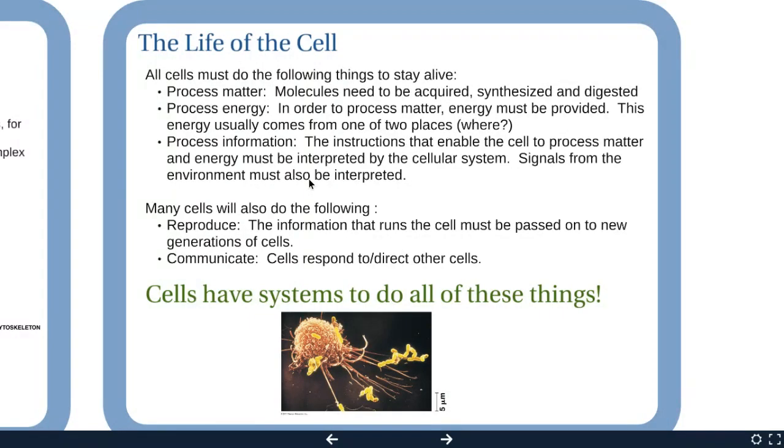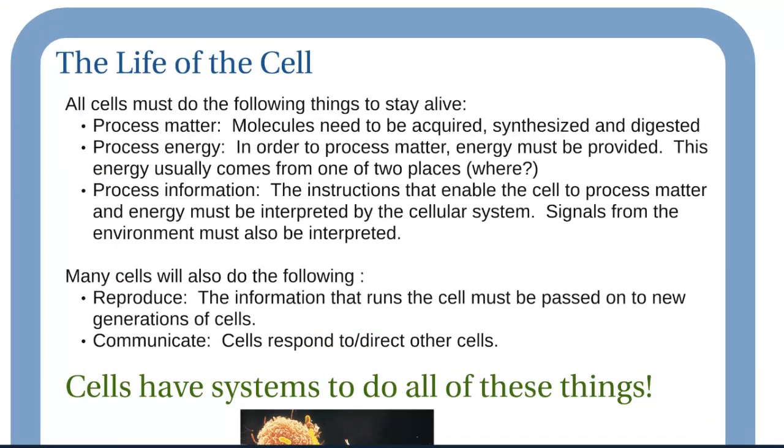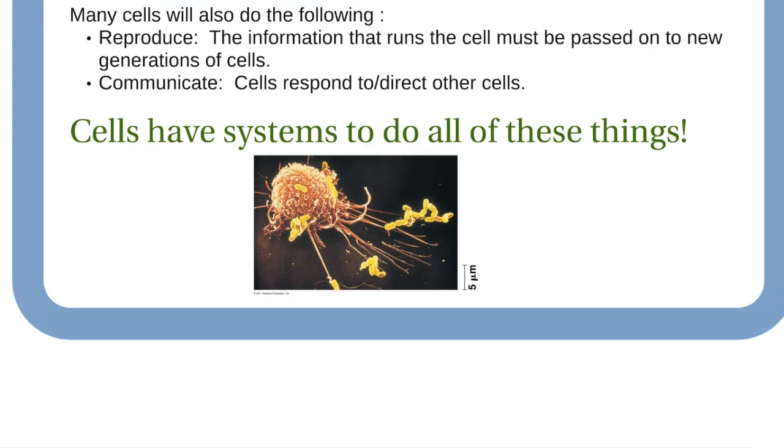Process information. So there's instructions for how to process this matter. And then, of course, we need to reproduce and pass this information along and communicate with other cells. And cells have systems to do all these things. This is in another Prezi.